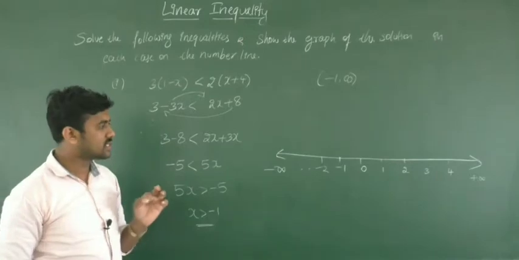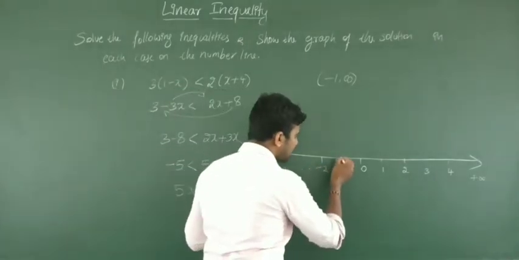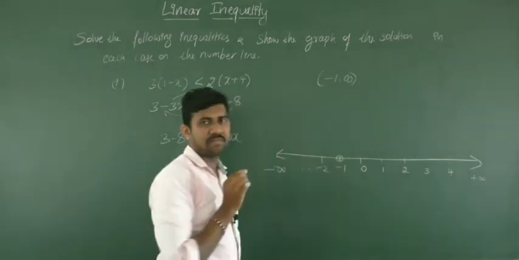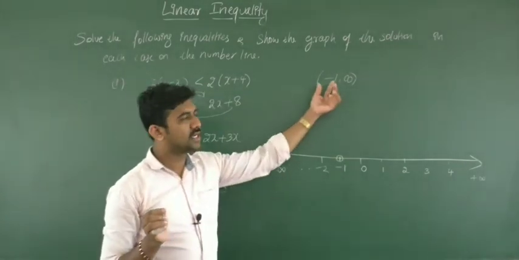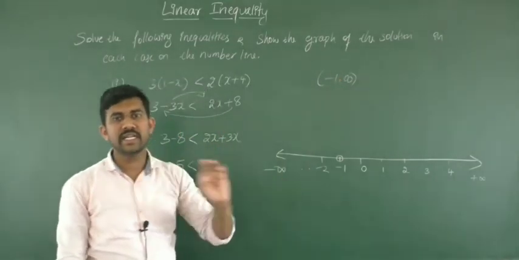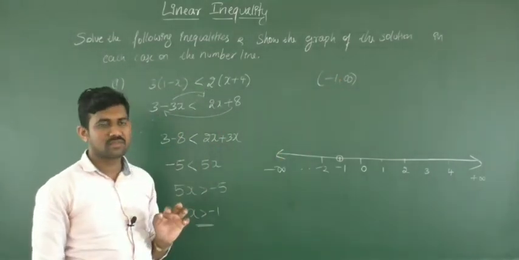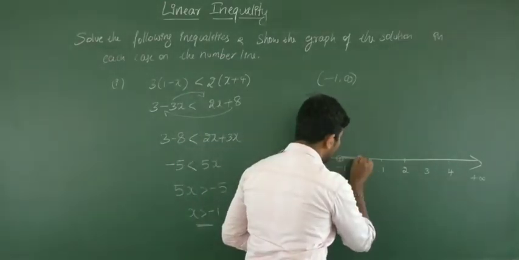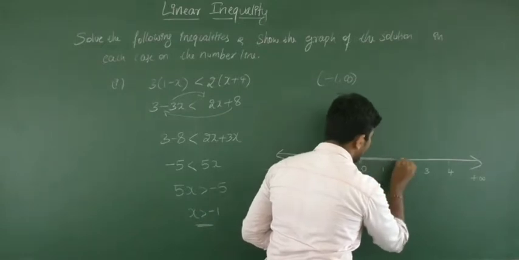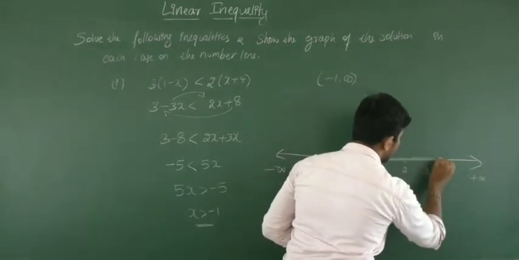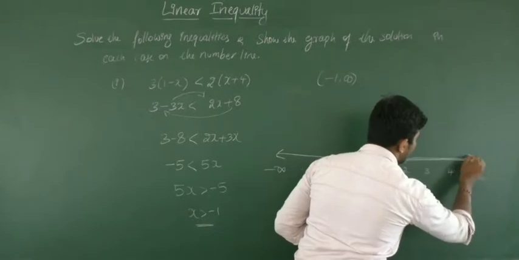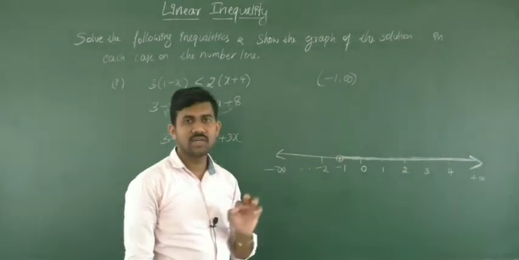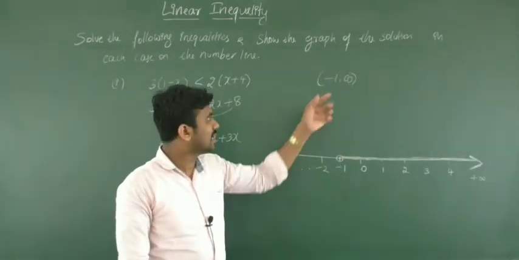Here minus 1 is not included, x is strictly greater than minus 1. So in this case we have to draw a circle on the point minus 1. And to show the solution which is greater than minus 1, we have to draw the thick line on the right side of minus 1. It means it takes the values which are greater than minus 1, not including minus 1. Strictly greater than minus 1.